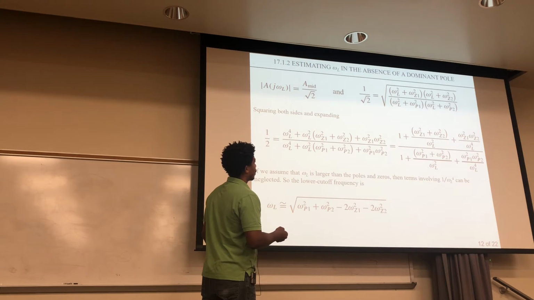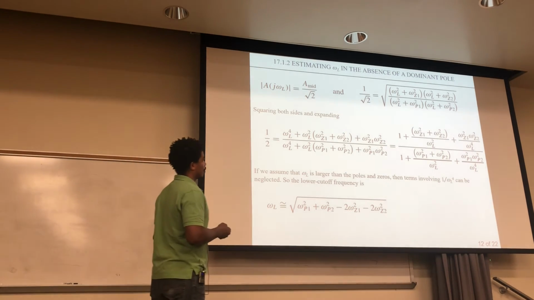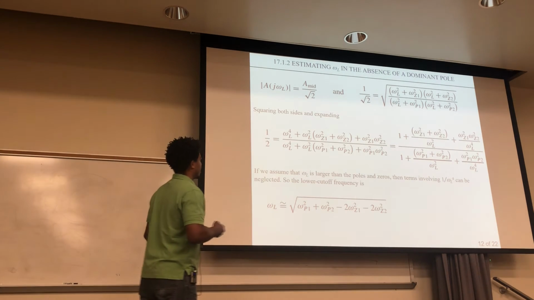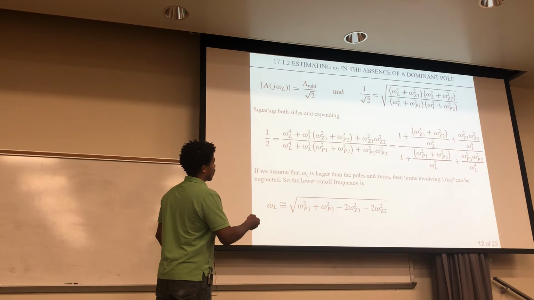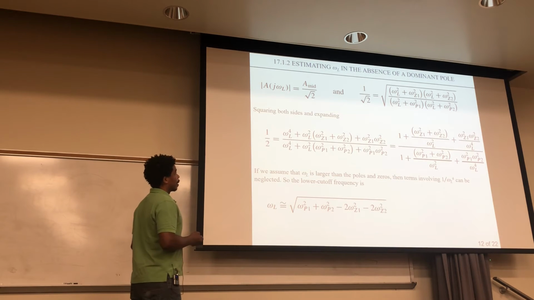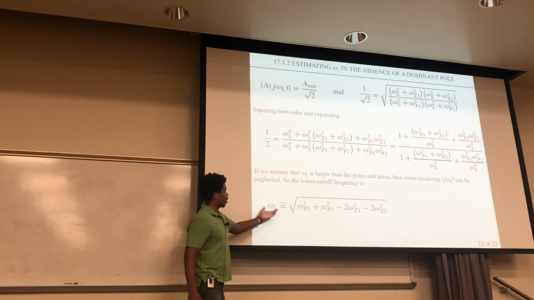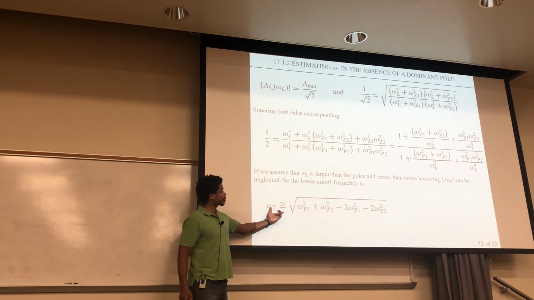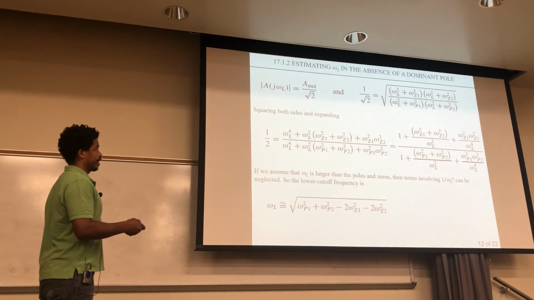Now, you can eliminate these terms if you can assume that omega L is larger than the poles and zeros, those frequencies. So those two terms right here can be neglected. And so you can say that 1/2 just equals this stuff right here divided by this stuff. And if you solve for omega L, which is right here and here, you are able to get this expression right here. Again, that's due to eliminating these two terms.